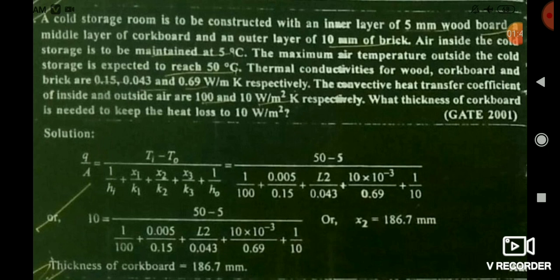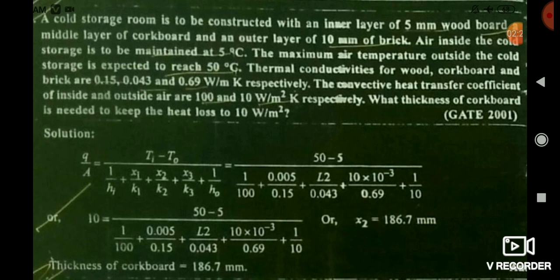Here you see that the convective heat transfer coefficient of inside air is 100 and of outside air is 10. Means first you take 1 by Hi plus x1 by k1 plus x2 by k2 plus x3 by k3 plus 1 by h naught. Means h naught is the outer surface convective heat transfer coefficient. So you should simply calculate the resistance, and after that you divide the temperature difference by the resistance. I think all of you remember the formula, that is Q is equal to delta T divided by R, where R net is the net resistance, and the remaining things you can get that. Here we have to calculate the thickness, means L2.